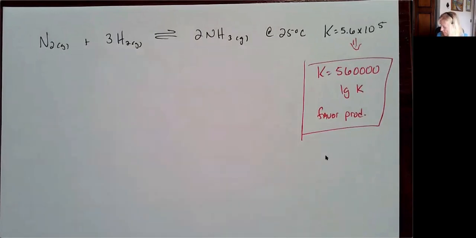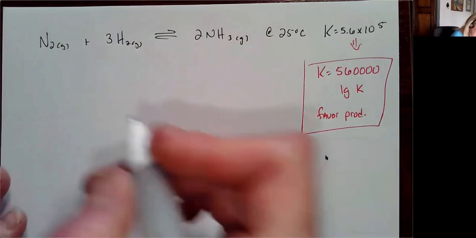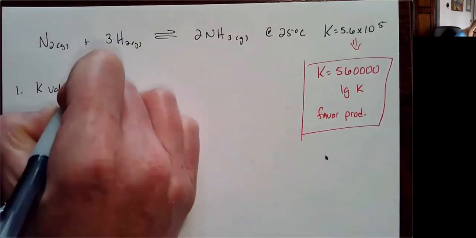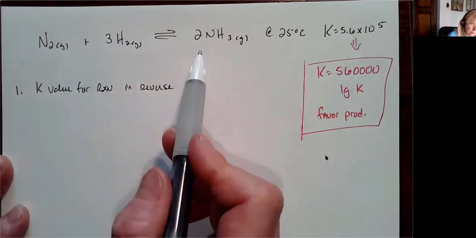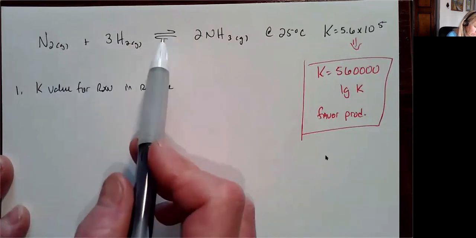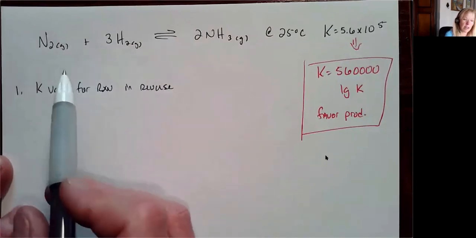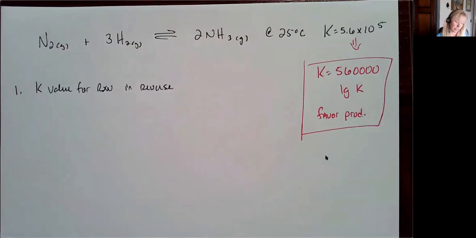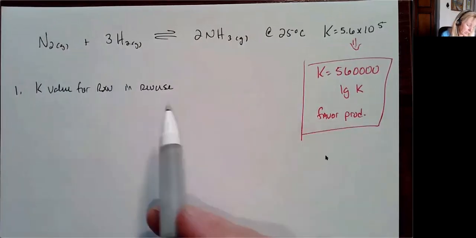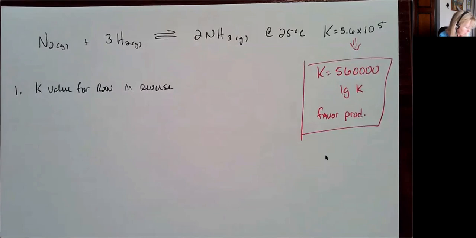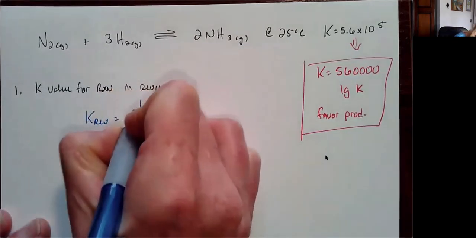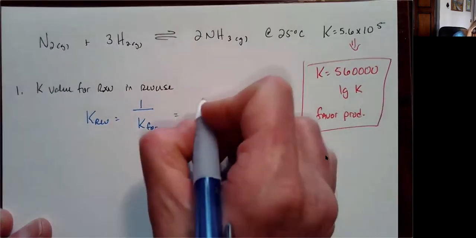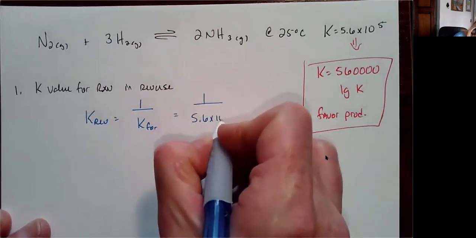So let's apply these relationships to this. Let's say I want to calculate the reverse. What is the K value for the reaction in reverse? Remember, K values imply the forward direction. Even though this is equilibrium, when I write my law of mass action, I'm writing it as if it's going in the forward direction. So these would be my products, these are my reactants. If I want to look at this in reverse, then I can just take K reverse equals 1 over K forward. So that would be 1 over 5.6 times 10 to the 5th.